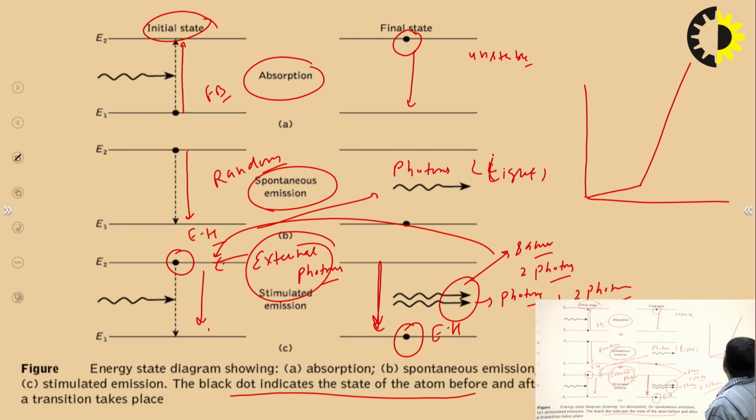So here we have the intensity or light output, and here we have the spontaneous, and here we have the stimulated emission. Okay, so here we have the current, that is, the forward bias current.